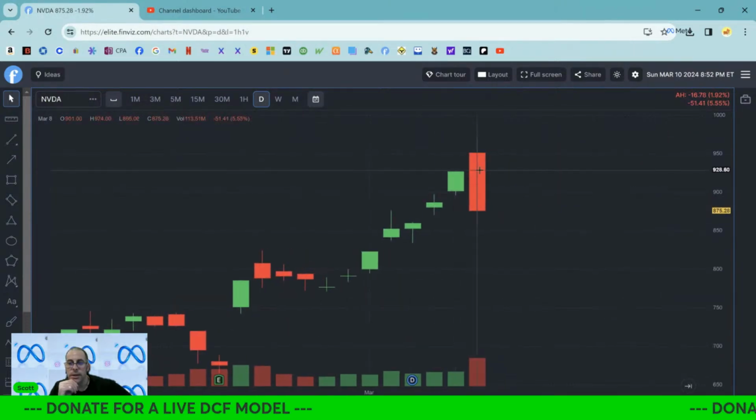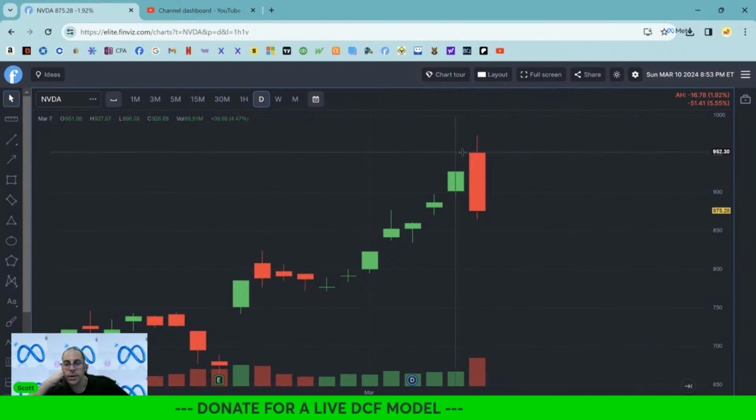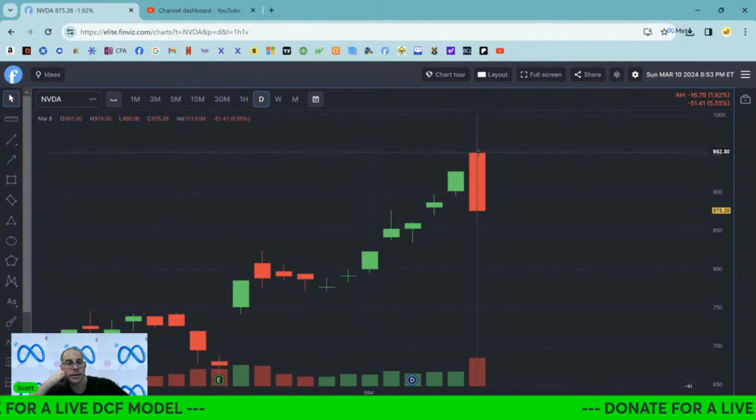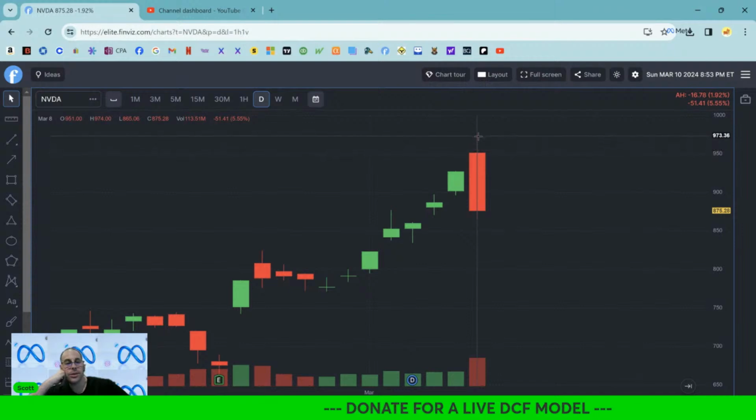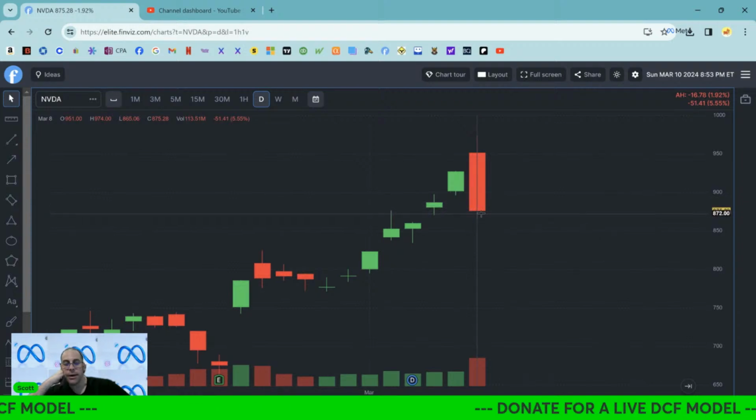On the last trading day, which was last Friday, March 8th, it's red. So you know it opened up here, at 951. It did get up to a high of 974. And it closed the day down here, at 875.